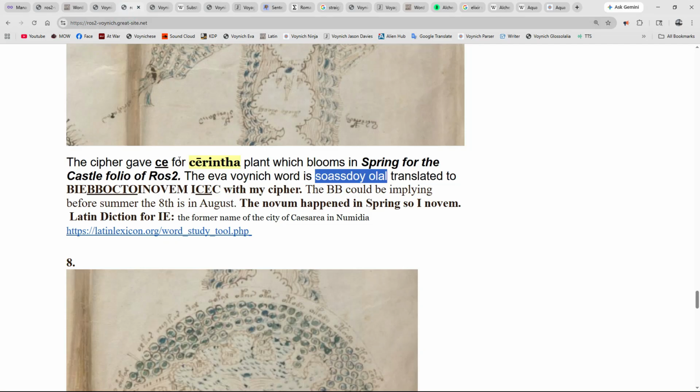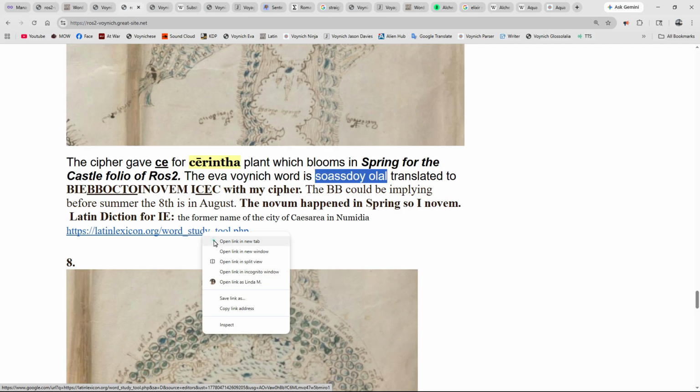The cipher gave CE for Cerinthe plant, which blooms in the spring for Ros2, with my cipher. And IE is the former city name of Caesarea in Numidia. And if we go to the Latin dictionary, let's go look at that.